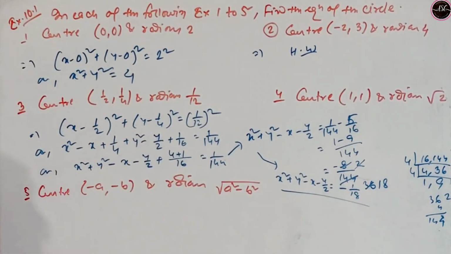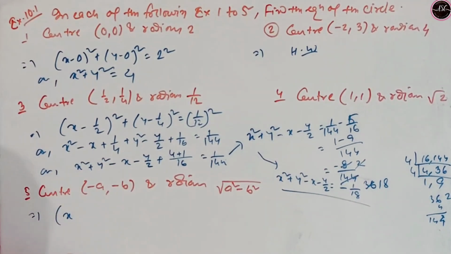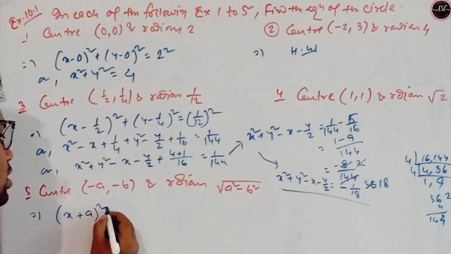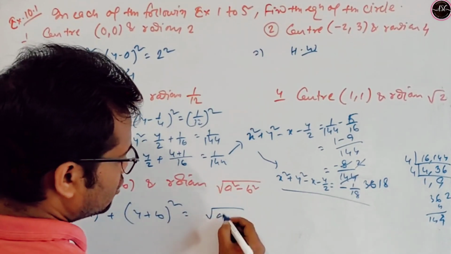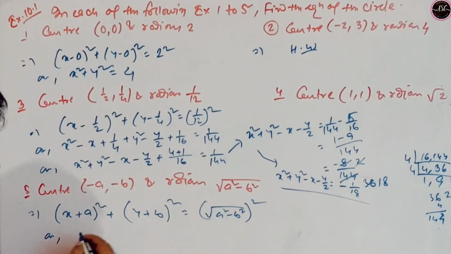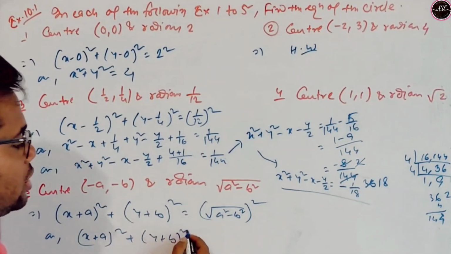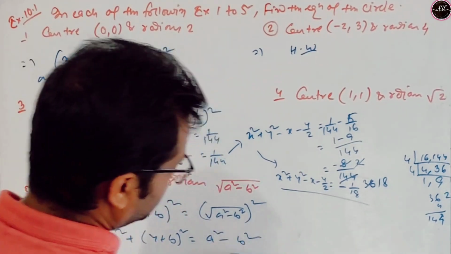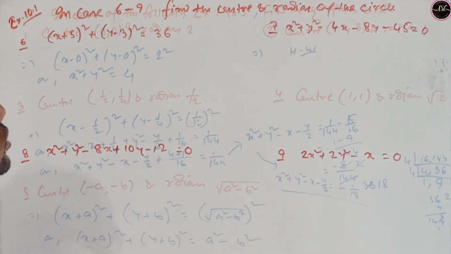Okay, just simplify. And this is also the same, just look: x here minus a, that means x plus a whole square, plus y plus b whole square equal to root of (a square minus b square) whole square. So just simplify: (x plus a) whole square plus (y plus b) whole square equal to a square minus b square. Okay, just simplify at home. This type of equation can be solved in this way. Okay, look at this question.